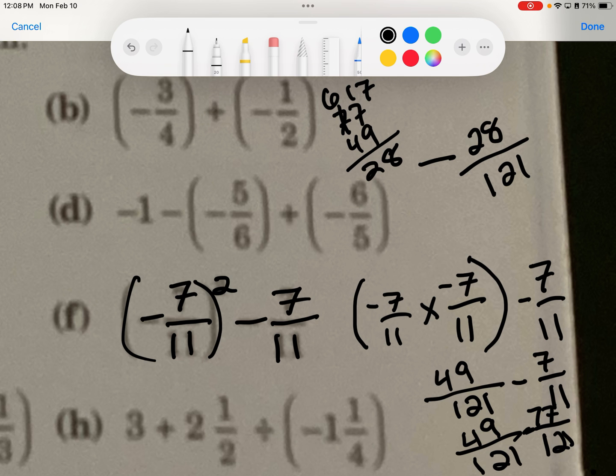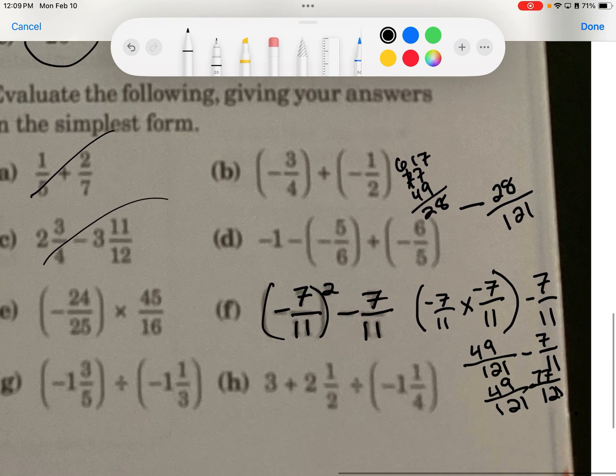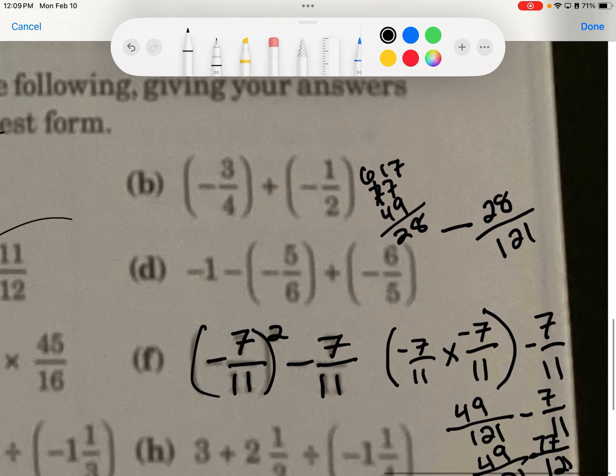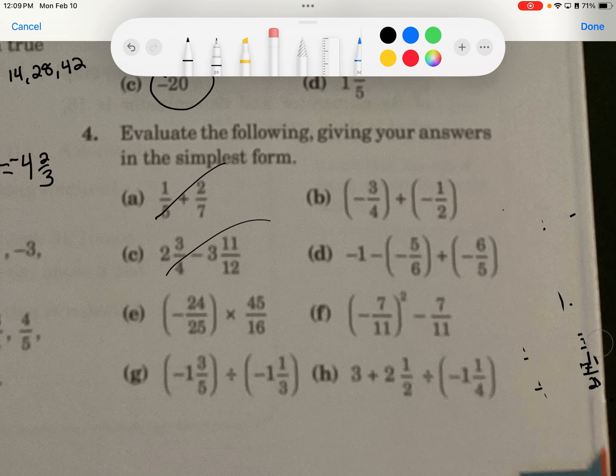I feel like 121 is divisible by 3. Is it? 121 divided by 3 equals 40.3. You would have a remainder of 1. Okay, so it's not. All right, so we did these and these. Micah, stop.